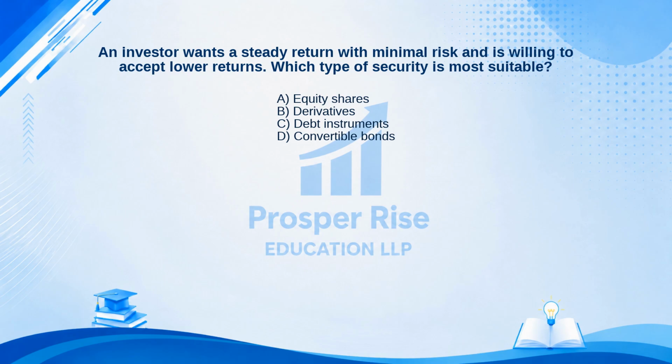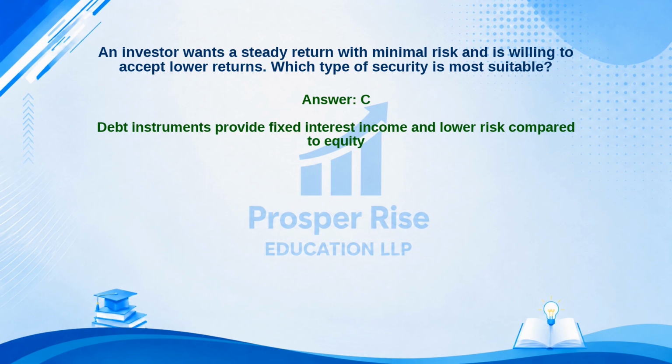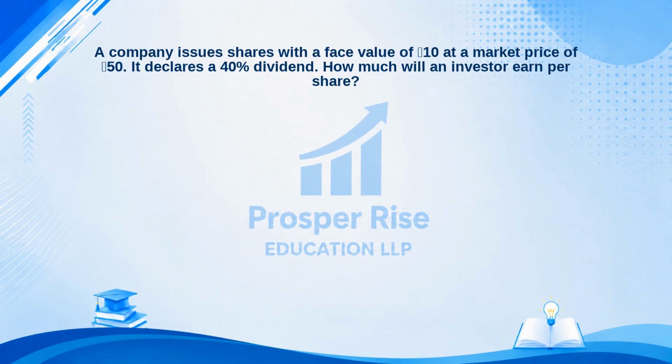The correct answer is option C. Let's see why. Debt instruments provide fixed interest income and lower risk compared to equity. Let's look at this next question.